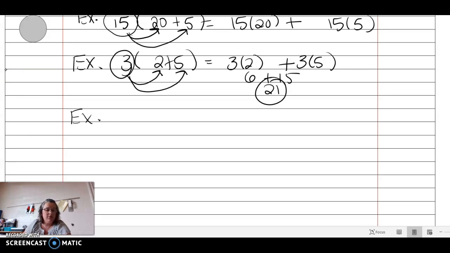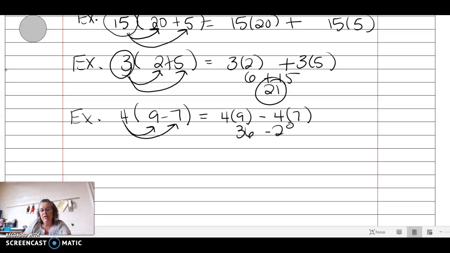This also works when you're doing subtraction. You just have to be a little careful. So if I did 4 times 9 minus 7, we can use the distributive property. So I get the 4 times the 9. And then I have the 4 times a minus 7. Or I could do minus 4 times 7, which gives me 36 minus 28, which gives me a grand total of 8.